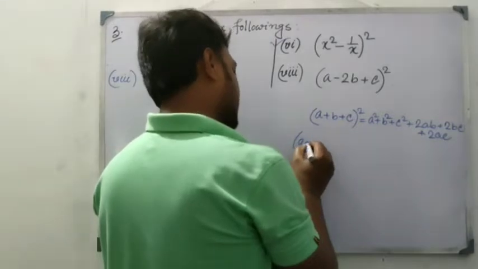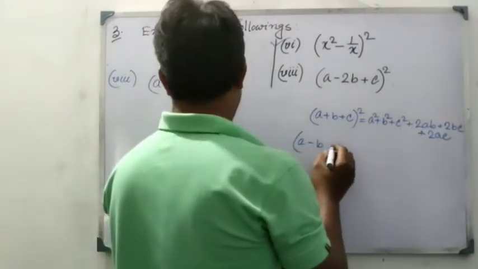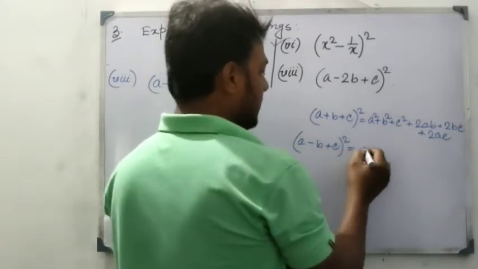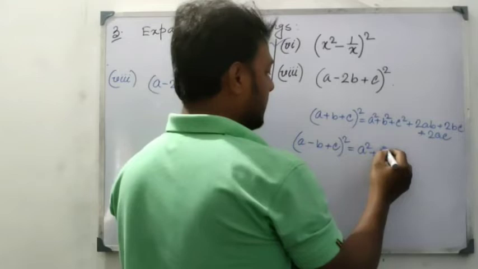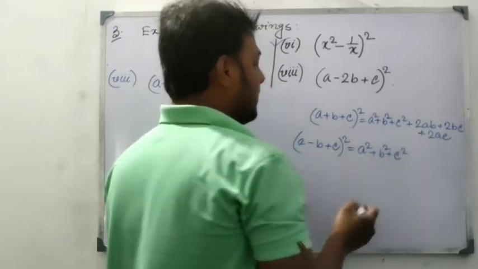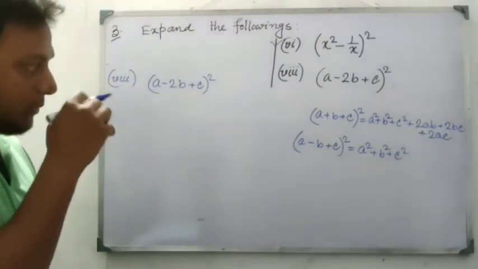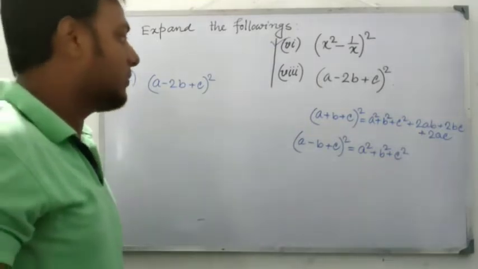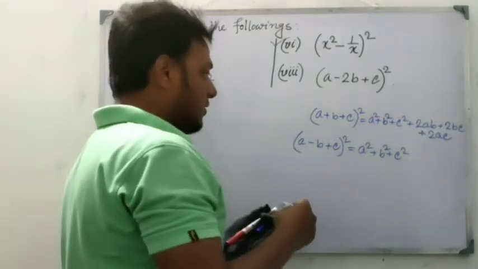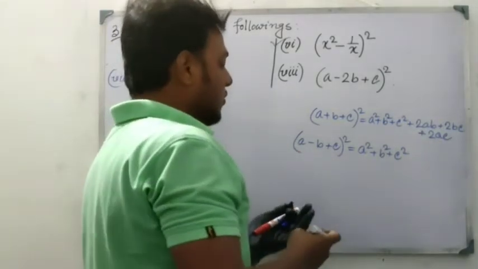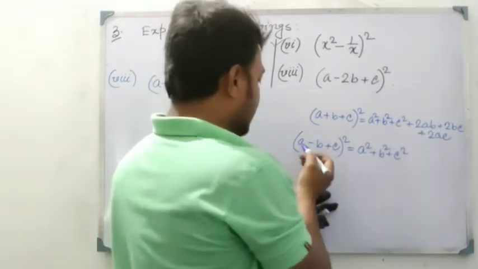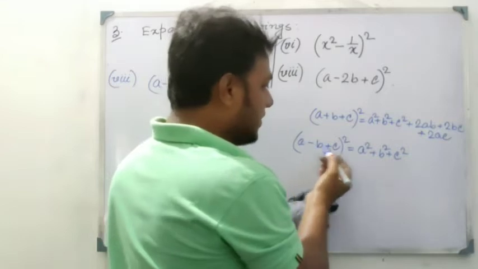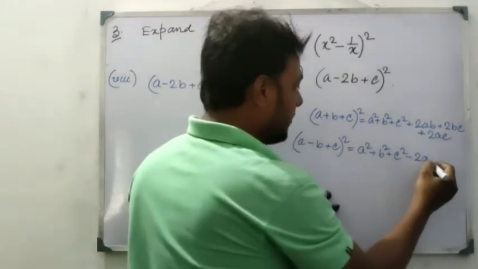And for a minus b plus c, the rule was, again we have to distribute all the terms: a square plus b square plus c square, these three terms are the same, only the signs before 2ab, 2bc and 2ac change. So how does it affect 2ab, 2bc and 2ac? When we write 2ab, just check, 2a is positive and b is negative. So positive into negative means negative. So it will be negative 2ab.